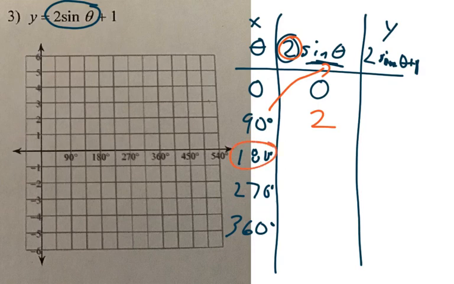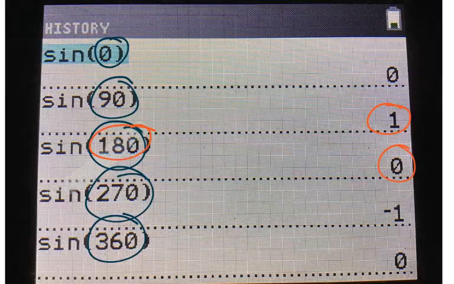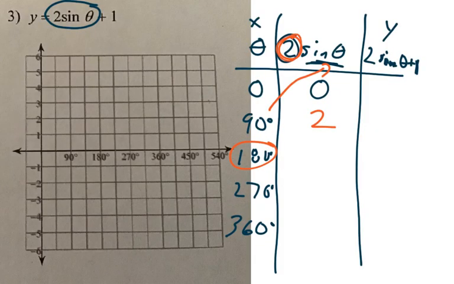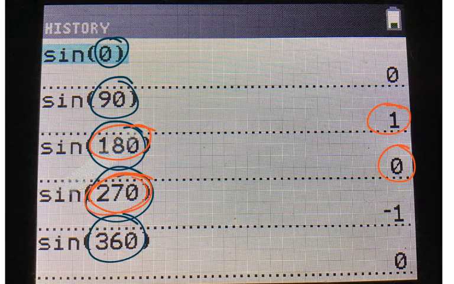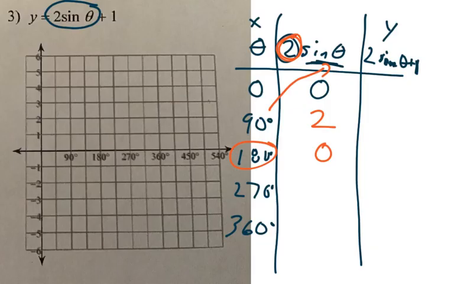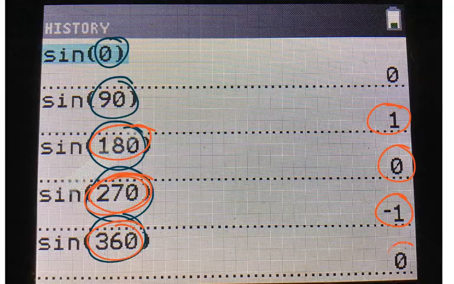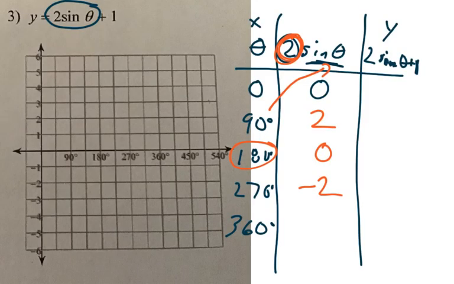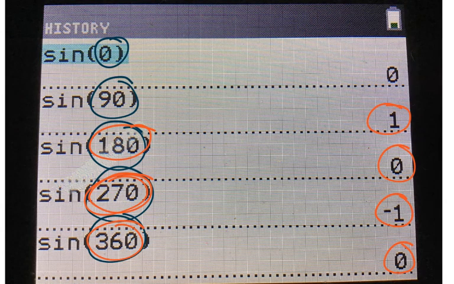180 when I plug in. Well, the sine of 180 is 0, times the 2 is 0 again. Let's go ahead and do 270. We know the sine of 270 is negative 1, times the 2 is negative 2. And finally, 360, sine of 360 is 0, and when we times by the 2 it is 0 again. Guys, I can't emphasize enough that you eventually should memorize these 90s, okay, for the sine.